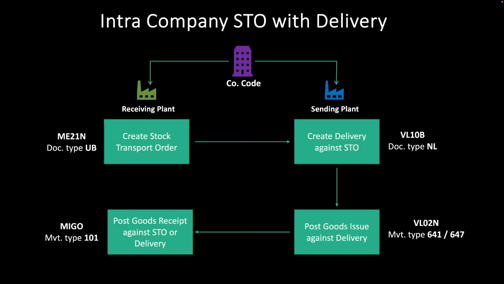Now we'll see this in SAP, how we can do these processes, and once I complete the process, then I'll show you what is the configuration behind it, that is how the system recognizes that this kind of a stock transport order requires a delivery document to be created from the sending plant side. We need to do some SD related configurations and MM related configurations to tell the system that we are going to use the STO process with delivery.